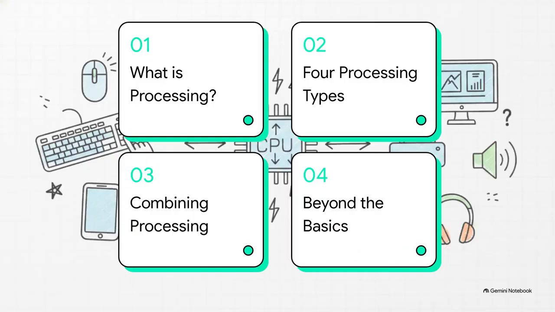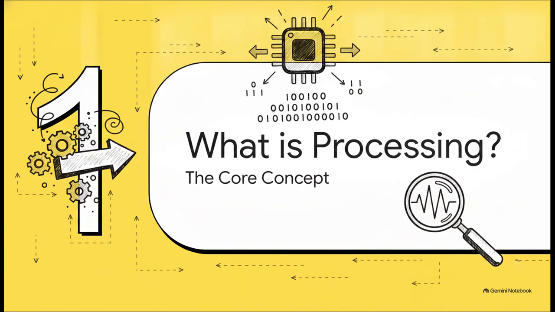Today, we are popping the lid off that box to see exactly how those digital gears turn. To get there, we'll break things down into 4 quick parts: what processing actually is, 4 common types of it, how apps combine those types, and finally, what lies beyond the basics. So, part 1. What exactly is processing?